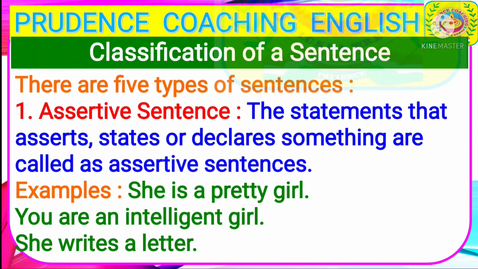She is a pretty girl. So here we are just stating that she, about whom we are talking, is a pretty girl. So this is an assertive sentence. You are an intelligent girl. So here we are talking about the girl who is intelligent, or stating something. We are just giving information about the girl, or we are just declaring, asserting something. So this is also an assertive sentence. She writes a letter. Here also we are saying something. So this is an assertive sentence.